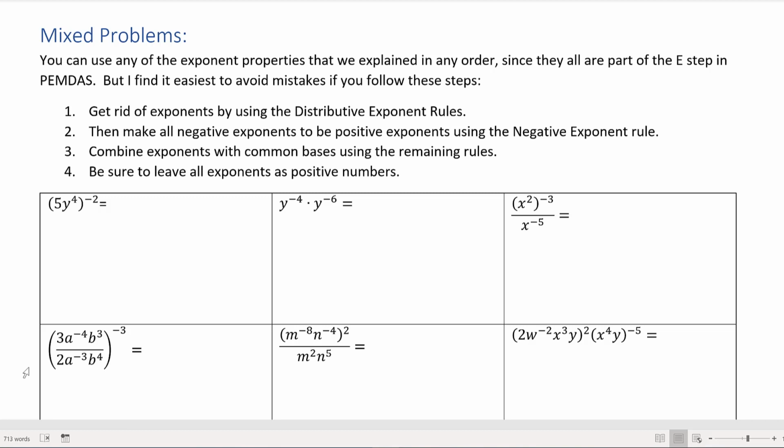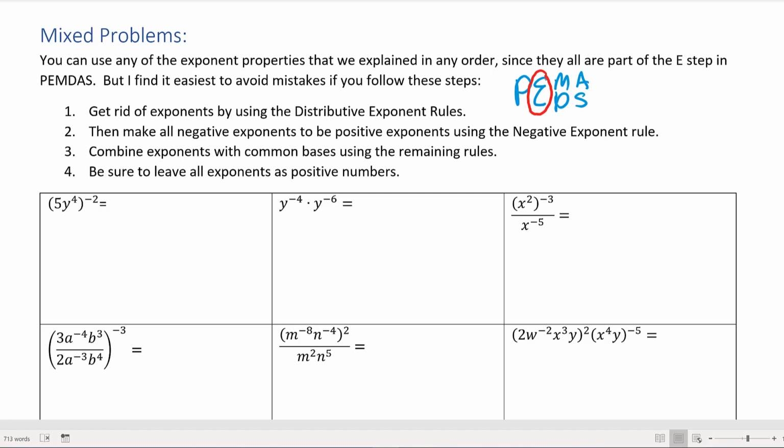So you can use any of the exponent properties that I summarized on the page before, that we explained, in any order, since they're all part of the E step in PEMDAS. Do you remember the PEMDAS? And I usually write PEMDAS this way: P-E-M-D-A-N-S. But because all of the rules I just talked to you about land within that E step, it doesn't really matter what order you use them in.